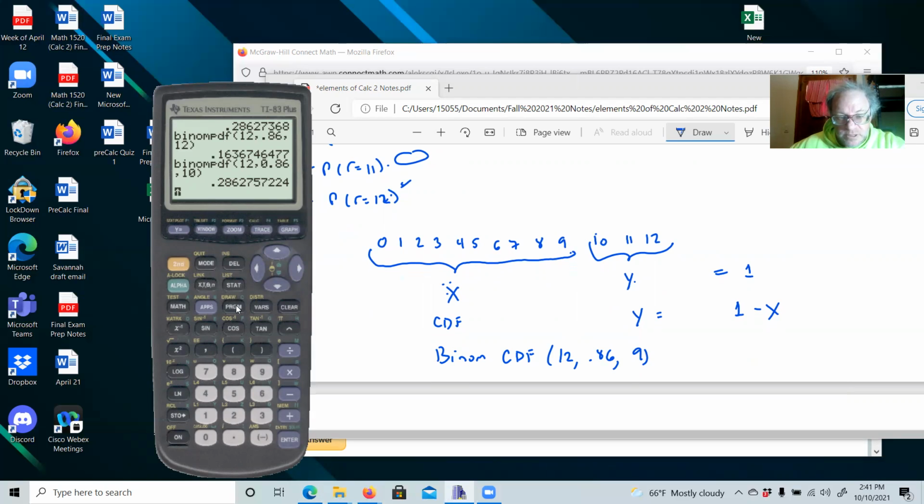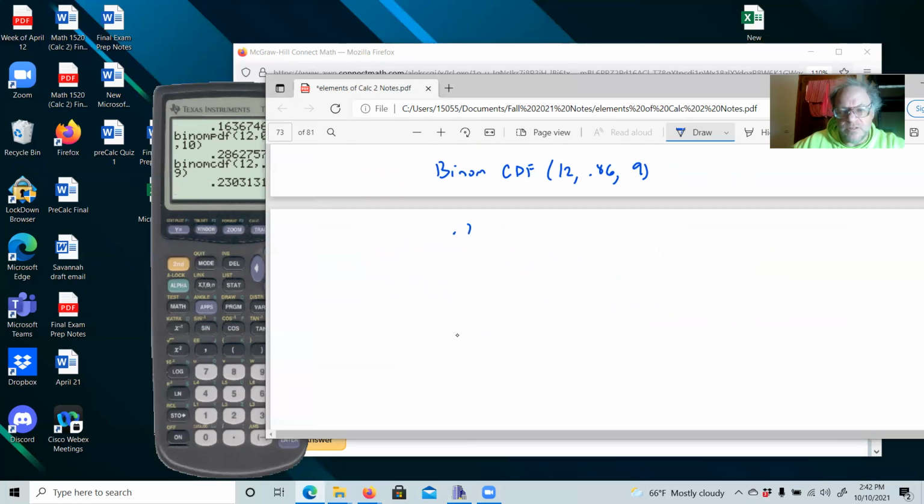So distribution, okay, we're going to scroll down to where it says binomial CDF. Okay, I went up because it was easier to do that. Okay, binomial CDF. Okay, and enter that in. So we're going to say this is 12. Okay, 0.86, and then what are we trying to go up to? We're trying to go up to 9. Enter. Okay, and this was 0.2303.